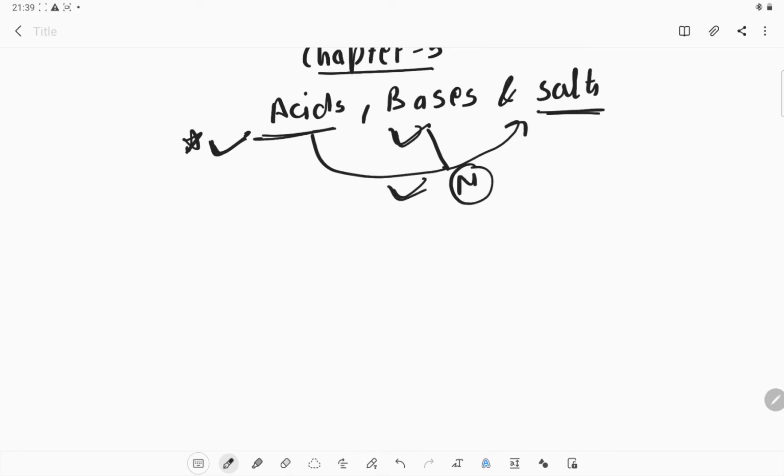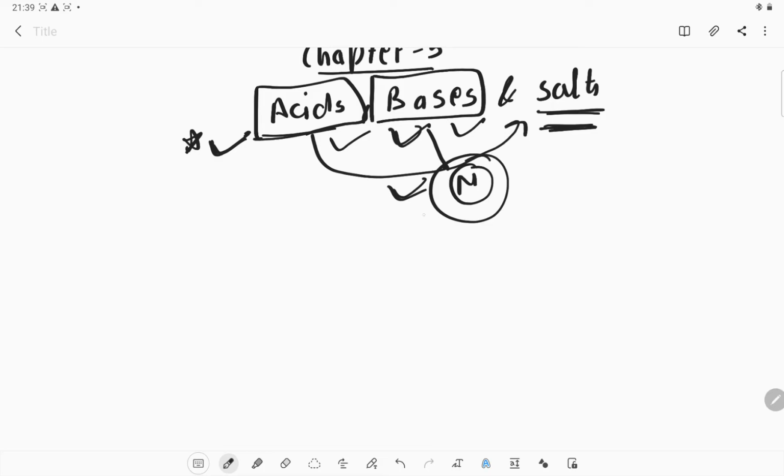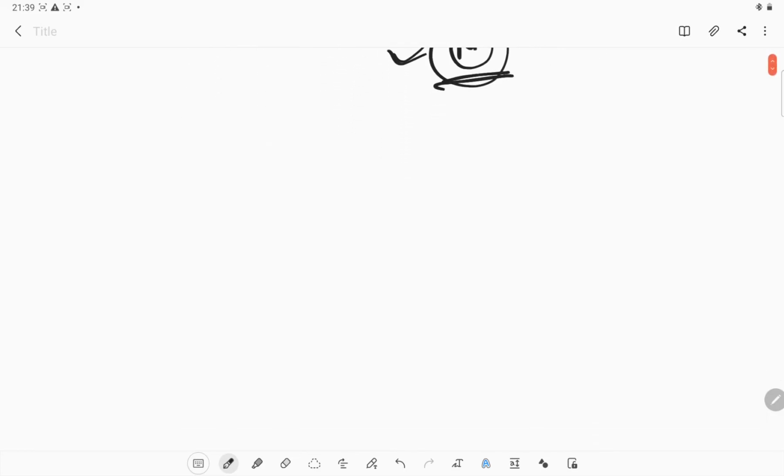So all these we need to focus on: what are the acids, what are the bases, examples of both of them, how the acid and base combine together to form the salt, and what are the neutralization activities we see in our daily life, like how we neutralize the effect of an acid and how we can neutralize the effect of bases in our daily lives. So let's start with this chapter.